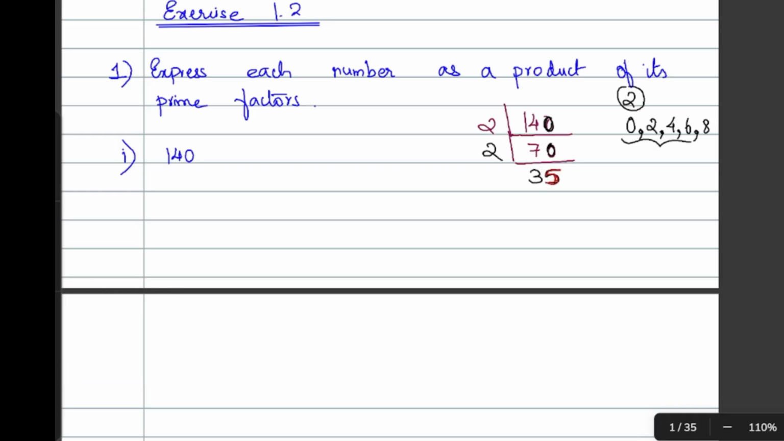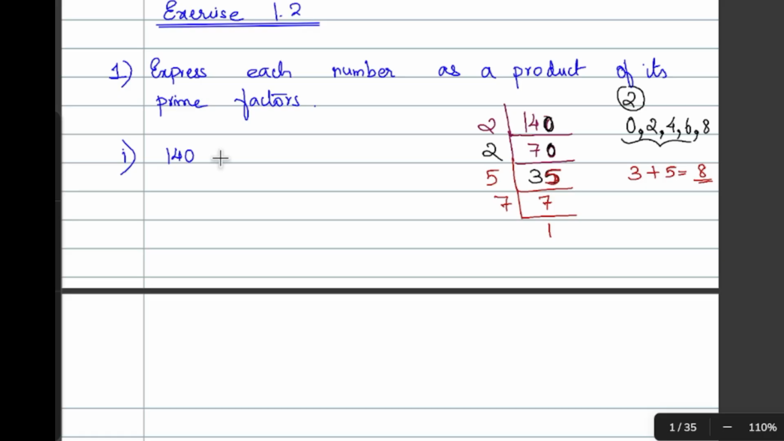First we can check whether it is divisible by 3 or not. How to check? We add the digits: 3 plus 5 is 8. 8 does not come in the multiplication table of 3, so it's not divisible by 3. Now we can go for 5. Any number ending in 0 or 5 is divisible by 5. So the next least prime number with which I can divide 35 is 5. Now what I get here is 7, and as we all know, 7 is only divisible by 7, right?